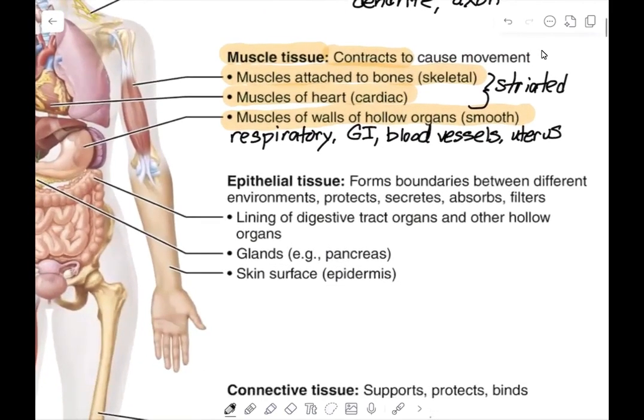The next one is called epithelial tissue. And there's going to be several types that you need to know for epithelial tissue. Most of them are just going to be one layer thick, but they form boundaries between different environments, and they protect, secrete, absorb, and also filter. So one example of where we would find them is lining a digestive tract organ and hollow organ, and it's the type of tissue that touches the material within that system.